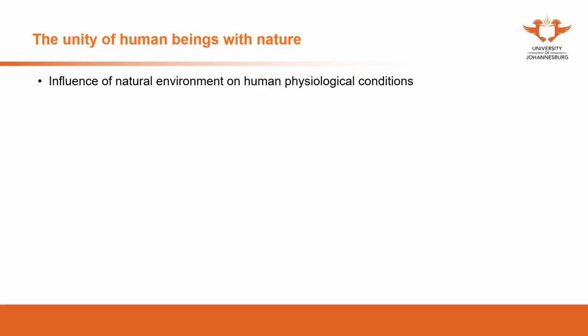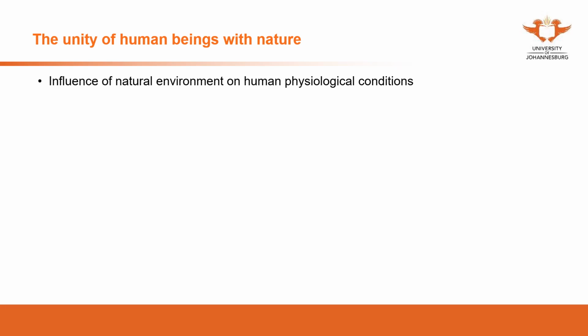In females, their pulse or their body condition is going to change according to their cycle. By feeling the pulse, we can predict when the period is coming, and we will know whether the person is on their period or not, because their pulse changes during the cycle. These are all the influences from the natural environment on human physiological conditions.